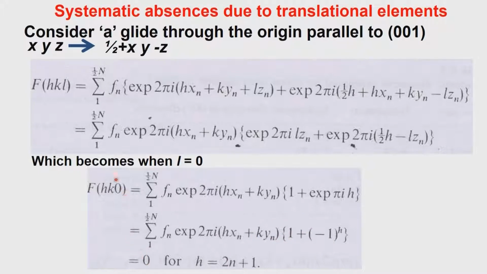So, the systematic absence associated with a glide plane perpendicular to the z axis, that is, A glide perpendicular to the 001 plane, is that f of hk0 is 0 for h odd. So, h equals 2n plus 1 is absent. This therefore tells us that we can have systematic absences due to glide operations. We have already seen how many glide operations are possible: A glide, B glide, C glide, N glide, D glide in a special situation. So, all these glides will give rise to systematic absences depending upon the projection reflection.